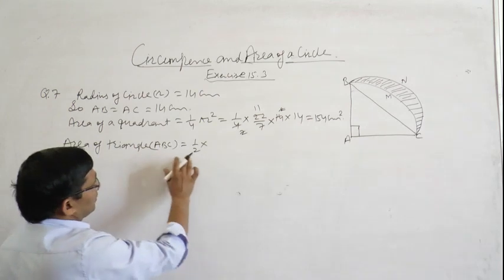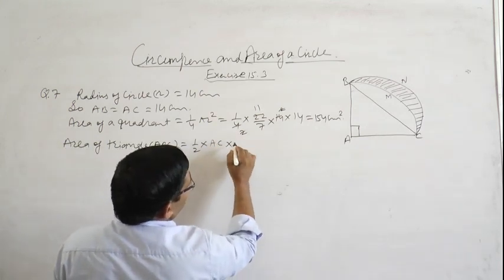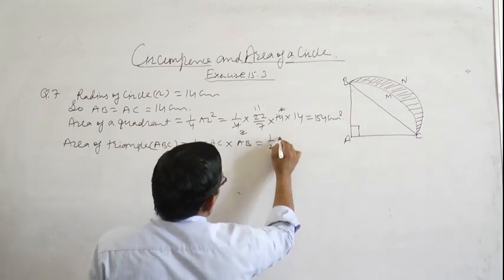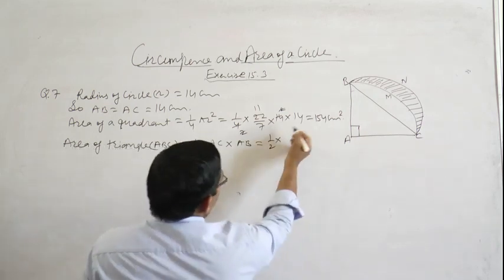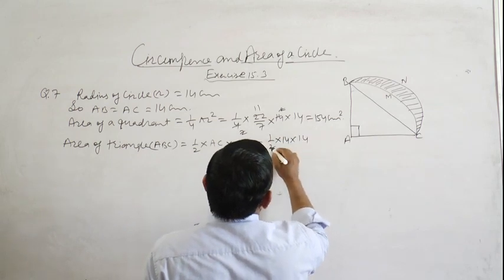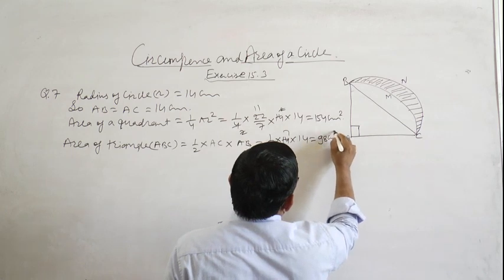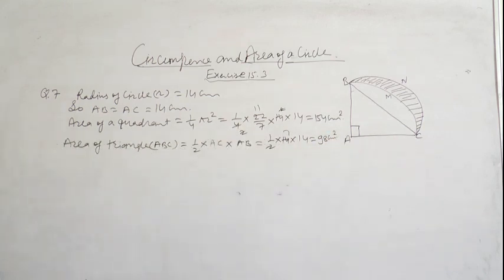So the area of triangle ABC is 1/2 multiply base multiply height, which is AC multiply AB, that is 1/2 multiply 14 multiply 14, as AB and AC are both equal sides. That gives 98 centimeter square. So the area of the triangle is 98 centimeter square.